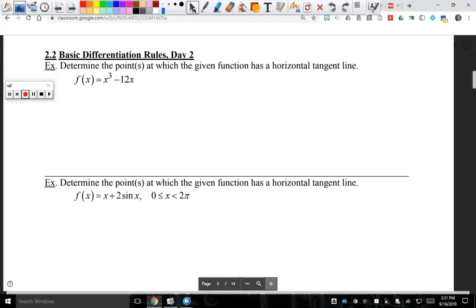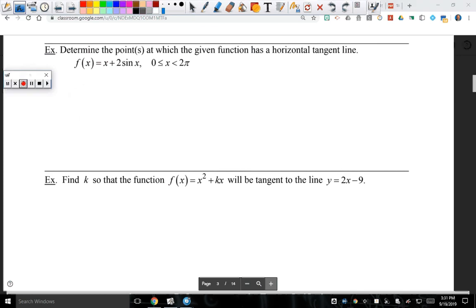So let's move back and go to the second example. It says determine the points at which the given function has a horizontal tangent. Same thing, right? All right, Alec, what's the derivative? 1 plus 2 cosine of x.